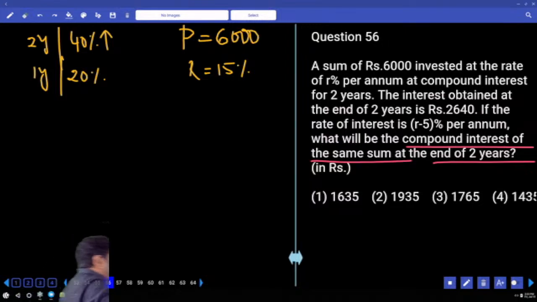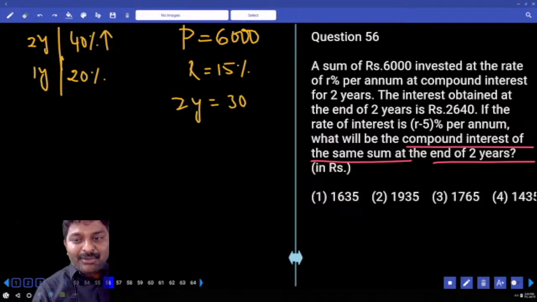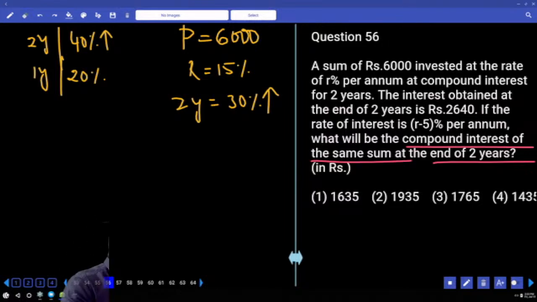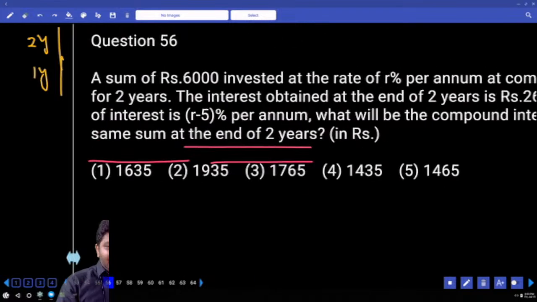For 2 years, if you calculate compound, will you get exact 15 or more than 15 or less than 15? More than 15, right? What is 10% of the principal? 30%. Sorry, 30%. This is for 1 year, right? For 2 years, you yourselves said more than 30%. Right? What is 30%? Answer should be more than that, right? Go to options.